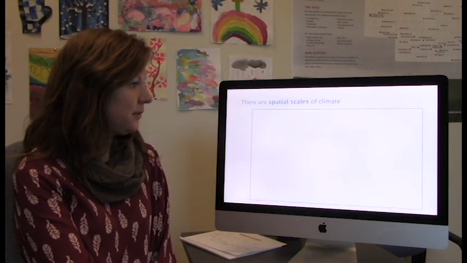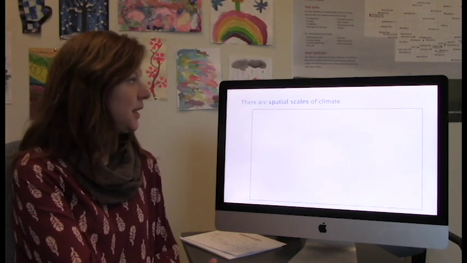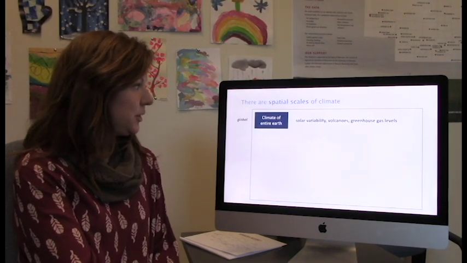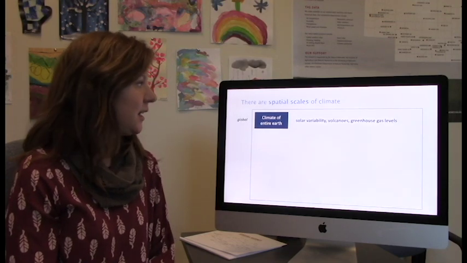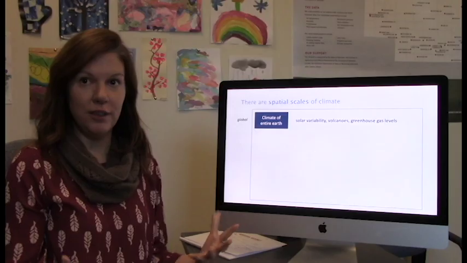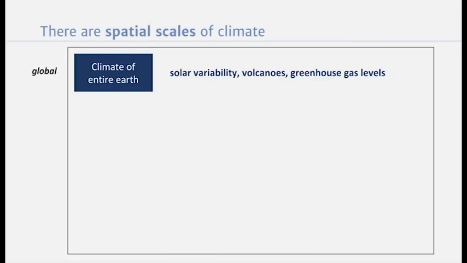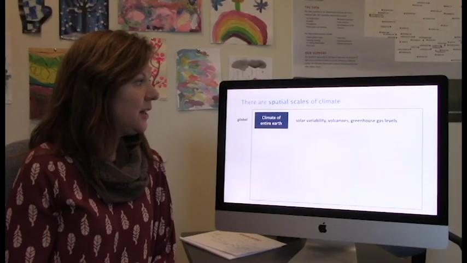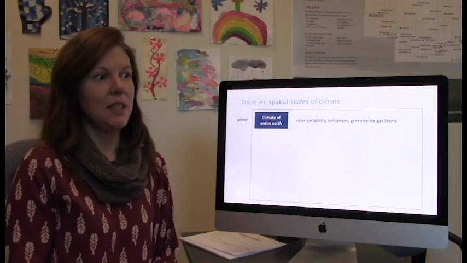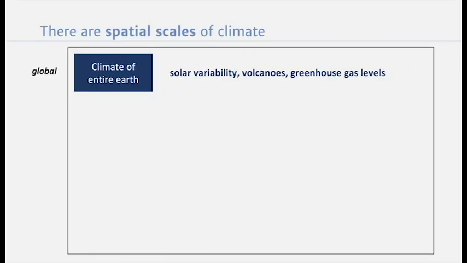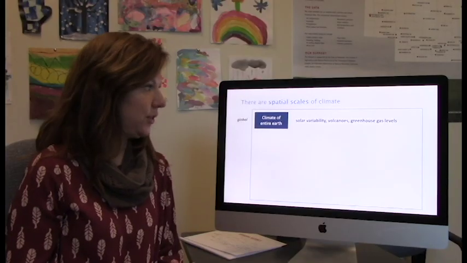Another thing that I like to mention to people when I talk about climate is the various spatial scales of climate, which might not be something that you think about very often, but global climate, it's climate of the Earth, and the things that control the climate of the Earth is variation in the solar output, solar variability and sunspot cycles. There's volcanic activity, like Mount Pinatubo that erupted in the 1990s, and that influenced our global climate conditions for a short period of time. Another thing that's really important, becoming much more important, is greenhouse gas levels. That's a way in which we influence our global climate.